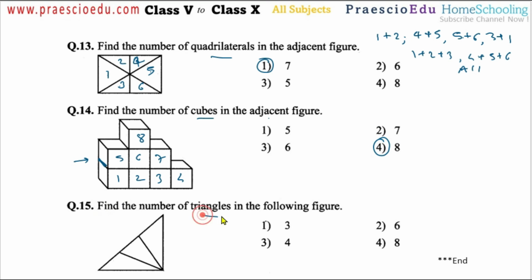Then find the number of triangles in the adjacent figure. This is very simple as earlier. So we are giving the number 1, 2 and 3, and we have to find out the higher number, the triangular number. So this is 1 plus 2 plus 3, which equals 6, means option number 2 is the correct one.